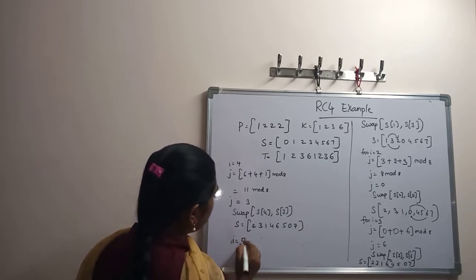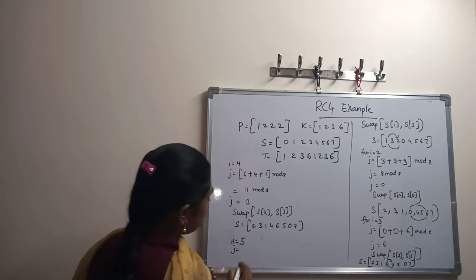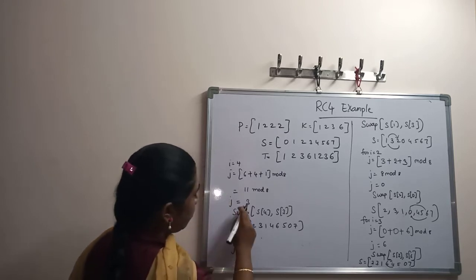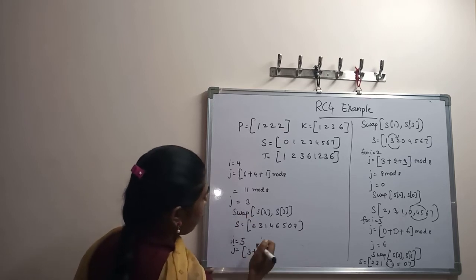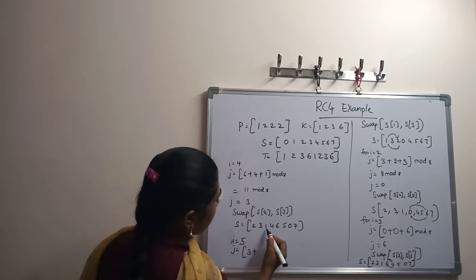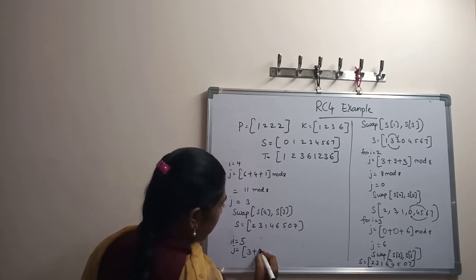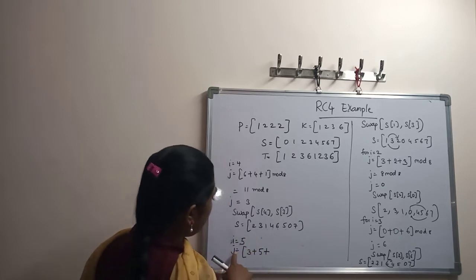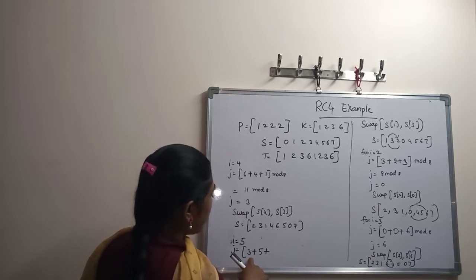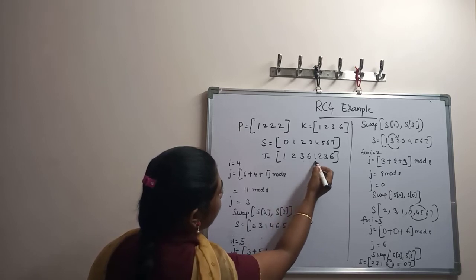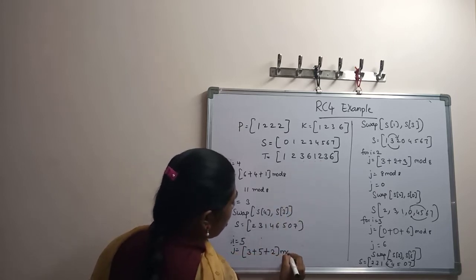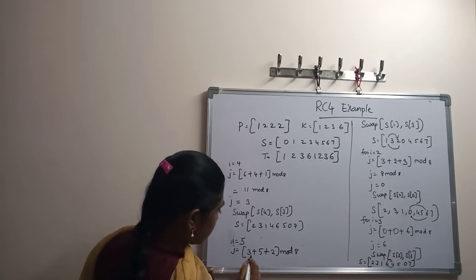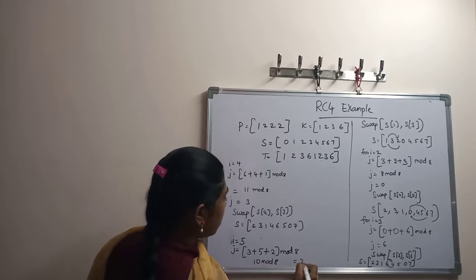Now i is equal to 5. For i is equal to 5, what is the j value? The j value is equal to the previous j value, 3, plus S of i value of 5, so we get the value as 5 only, plus the j value. The j value is 3. So S of 5 value, what is the value here? 2. 2 mod 8. Now write down the values. That is 10, 10 mod 8, which is the value 2.